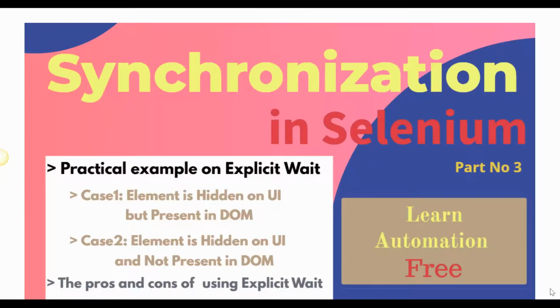So guys, let us continue our discussion on synchronization in Selenium. This is part number 3, and in this part we are going to concentrate on how to implement synchronization with the help of explicit wait. We are going to see different expected conditions that are available in explicit wait, and we will see two very important cases, and we will see the pros and cons of the explicit wait at the end.